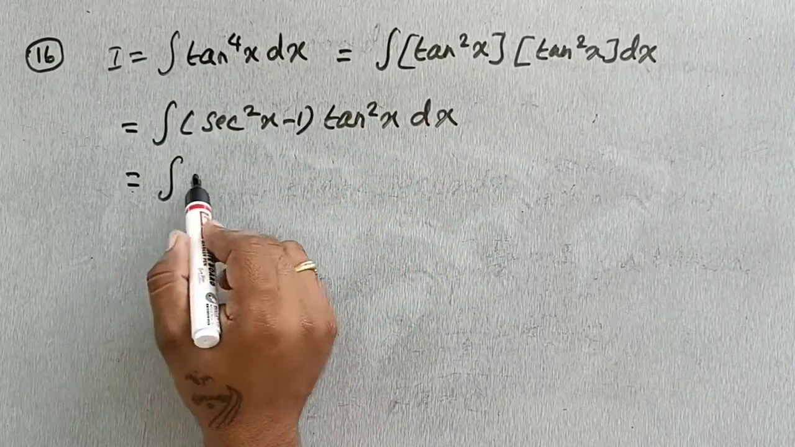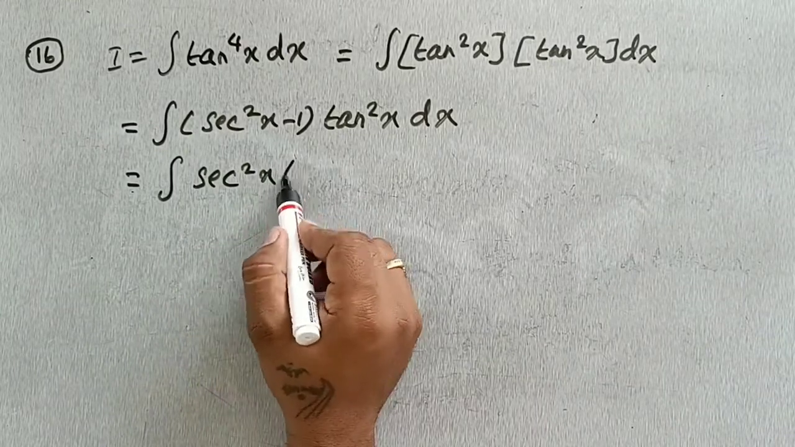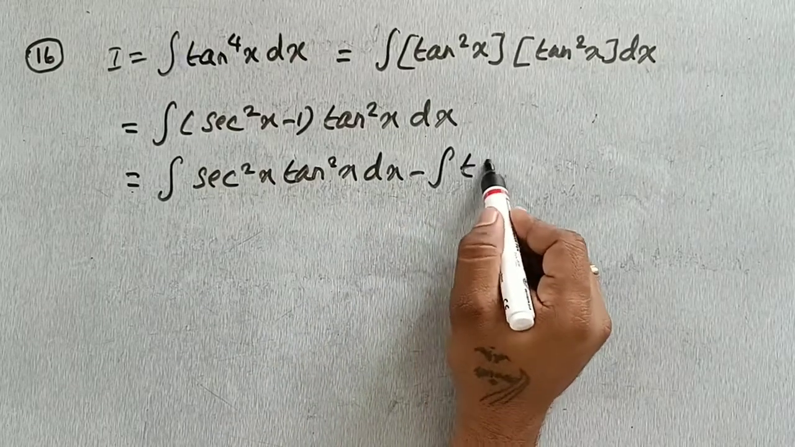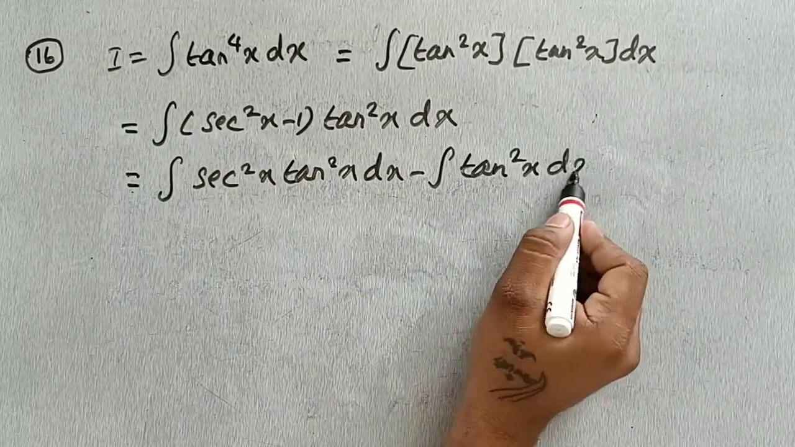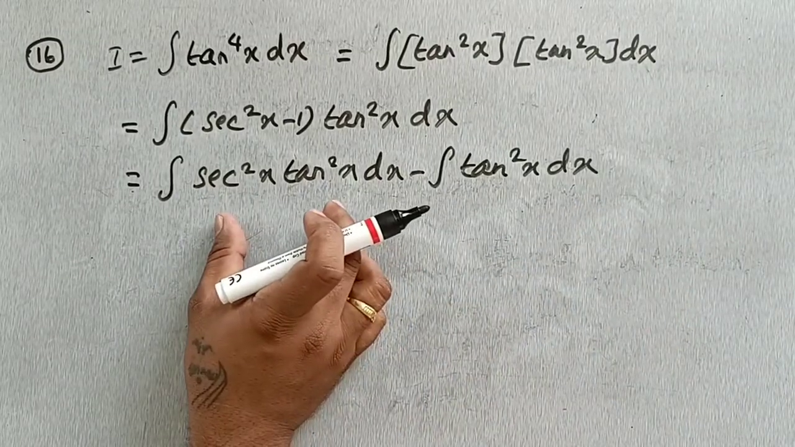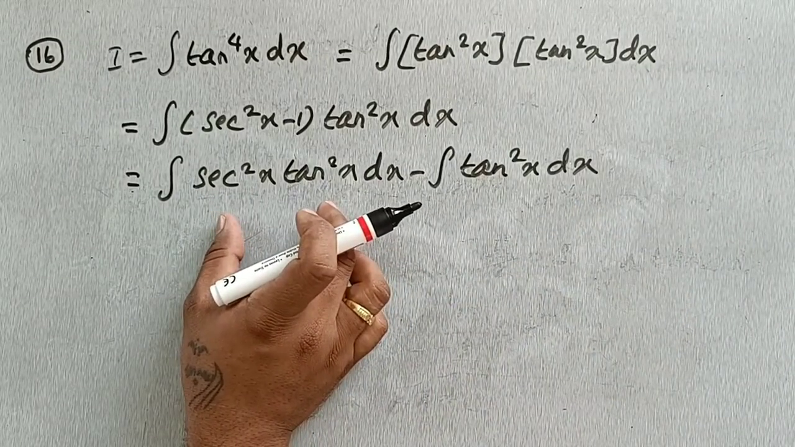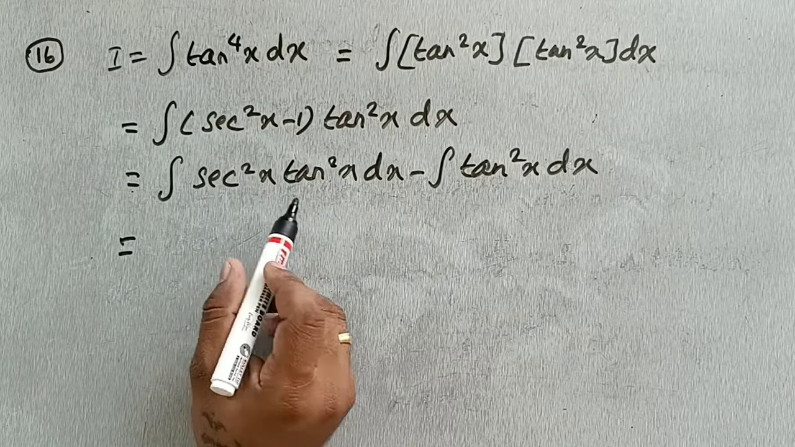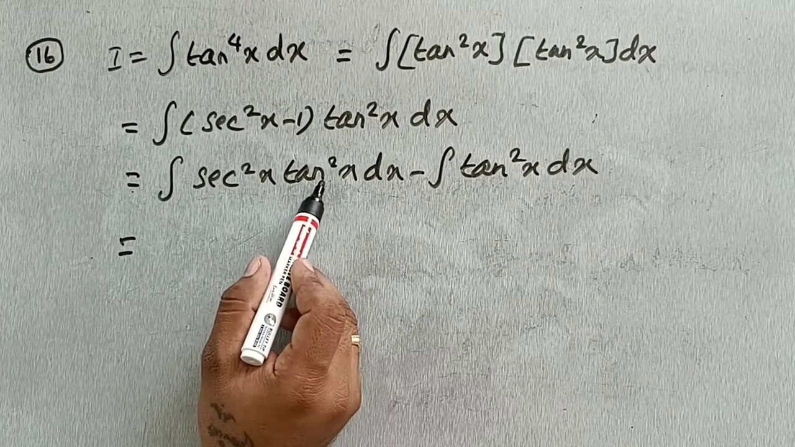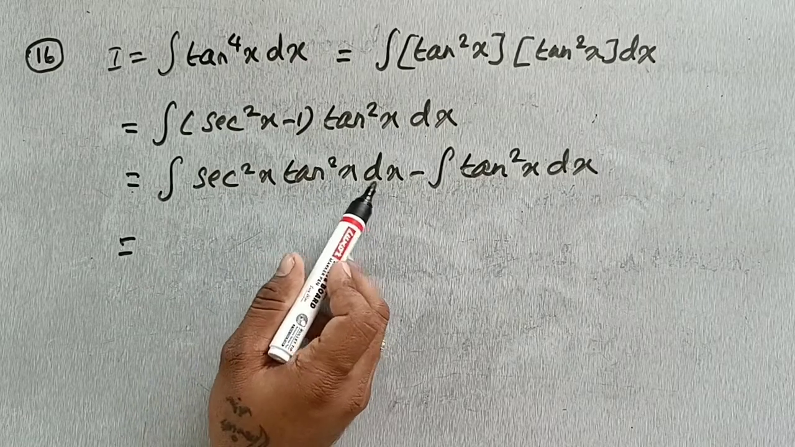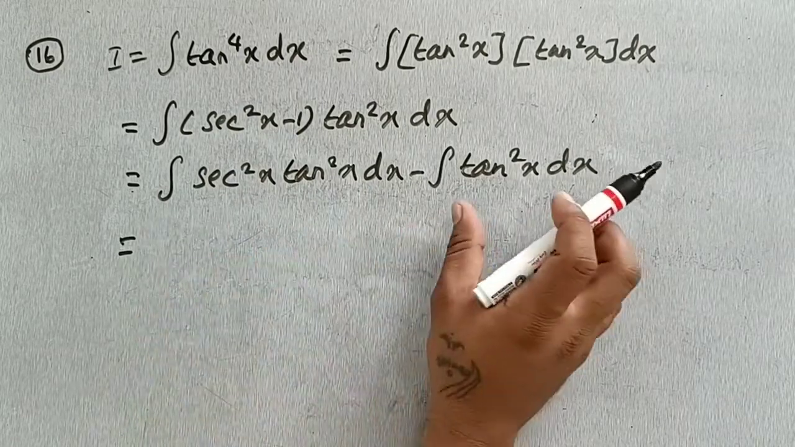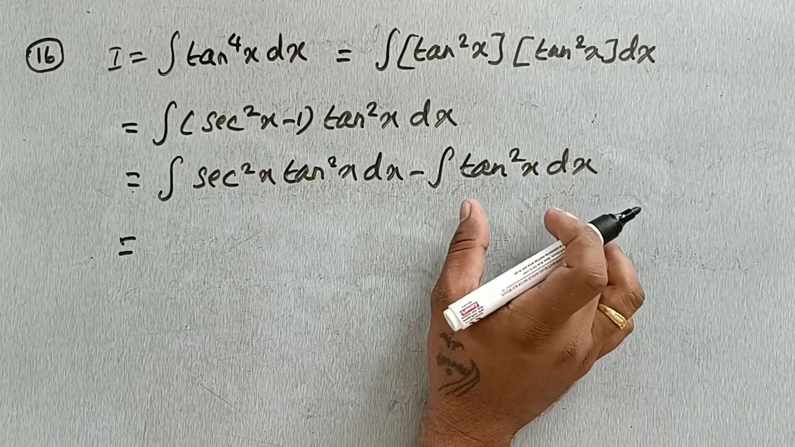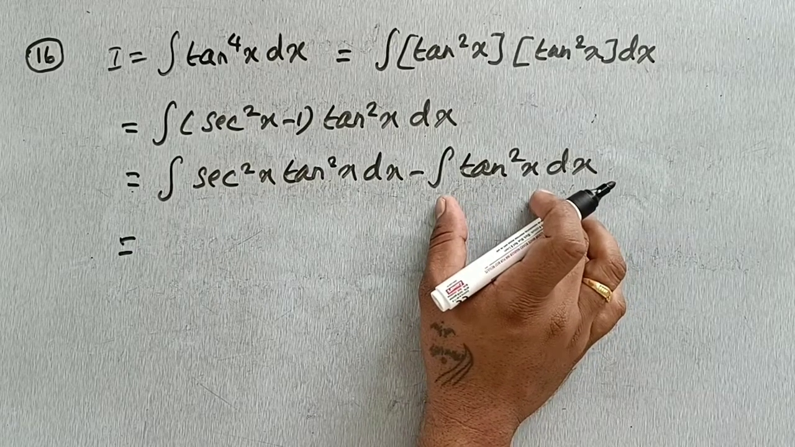Now we will multiply this tan square inside. So we get integral of secant square x into tan square x dx minus integral of tan square x dx. Here we can use the formula or separate it first. If we take tan x equal to t, we will get dt equal to secant square x dx, and easily we can integrate. But for the second term it is not possible to integrate easily because we don't have a formula for integral tan square x. So we are converting this tan square x in terms of secant square x again.